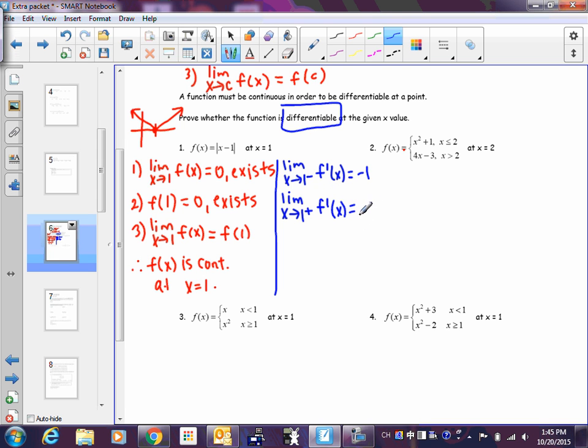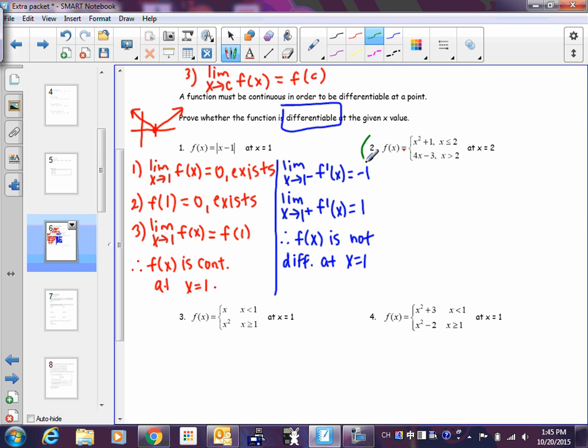And what is it? +1. Now, because these are not the same, this thing is not differentiable. If they were the same, then I would say that the derivative at 1 is 1, or -1, or whatever the number ended up being. So we can say, therefore, f of x is not differentiable at x equals 1.